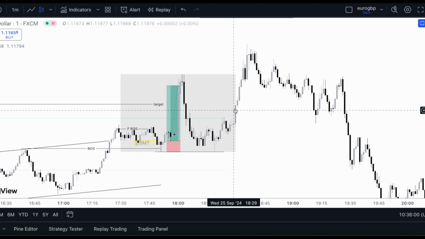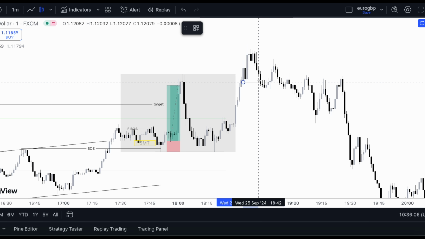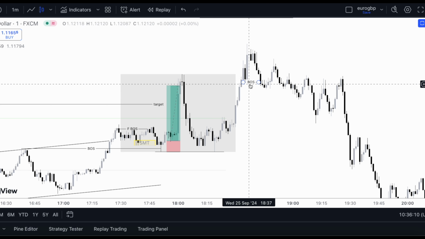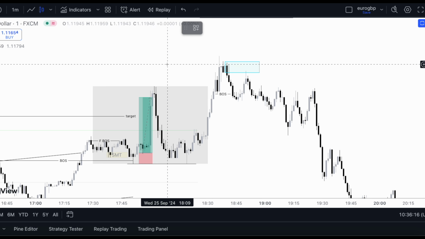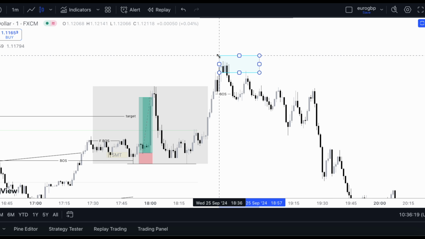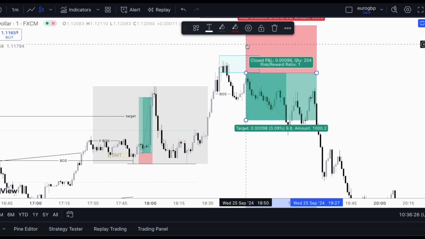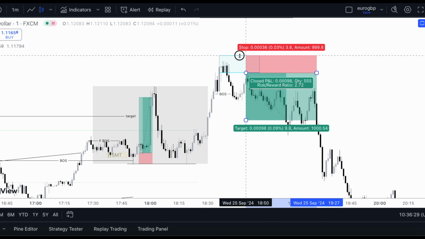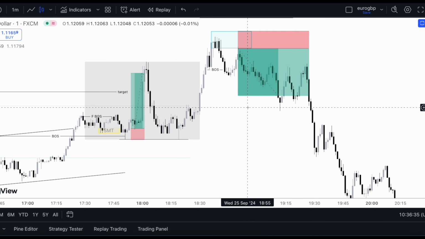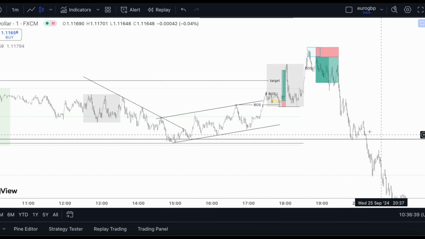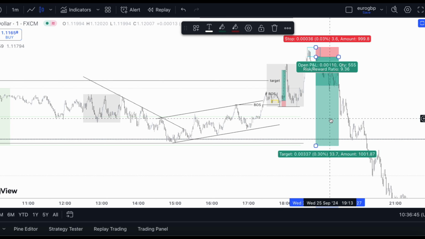So the market came up, took out this high again, and then gave us a POS. This is the POS to the downside. This is your POI. Your entry right here. Stop goes above this high. So this is about a 3.6 pips stop loss, and you can target the Asian low. This is approximately a 10 hour trade.